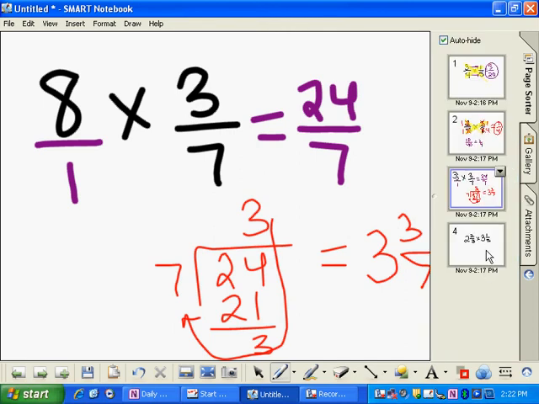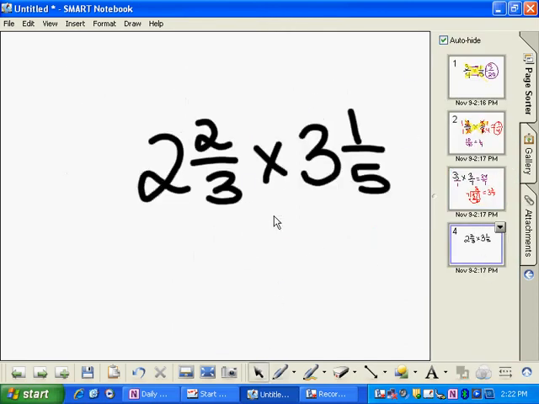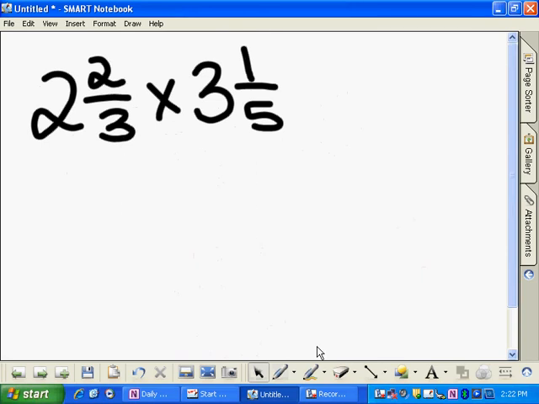All right, and the last one I'm going to do is if you are multiplying two mixed numbers times each other. Again, the rule is they have to be improper fractions or fractions. They cannot be mixed numbers or whole numbers. You cannot just say 2 times 3 is 6 and then 2/3 times 1/5 is 2/15. It doesn't work that way. You have to make them improper fractions.